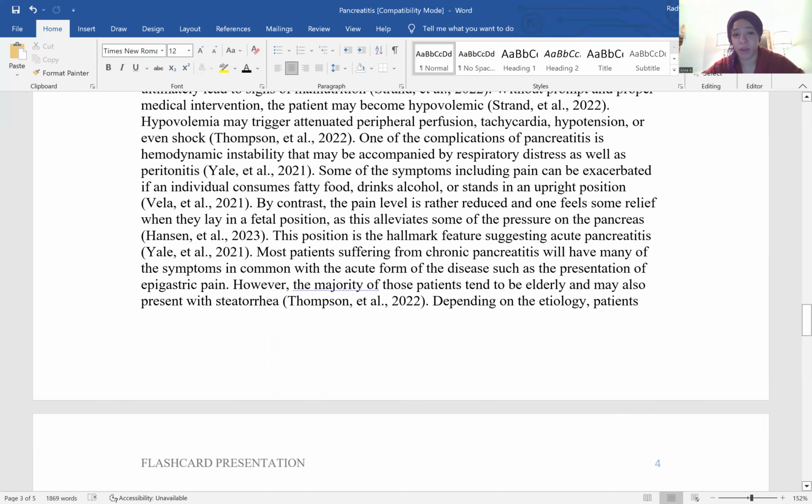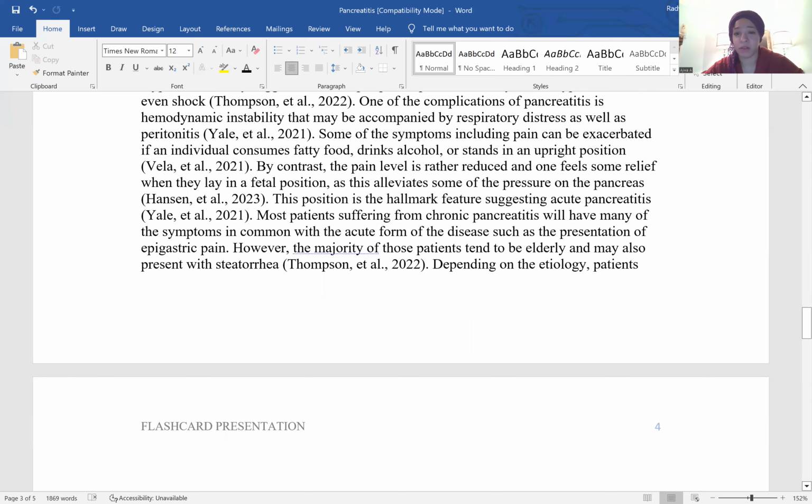One of the complications of pancreatitis is hemodynamic instability that may be accompanied by respiratory distress, as well as peritonitis. Some of the symptoms, including pain, can be exacerbated if an individual consumes fatty food, drinks alcohol, or stands in an upright position. By contrast, the pain level is rather reduced, and one feels some relief when they lie in a fetal position, as this alleviates some of the pressure on the pancreas. This position is the hallmark feature suggesting acute pancreatitis.